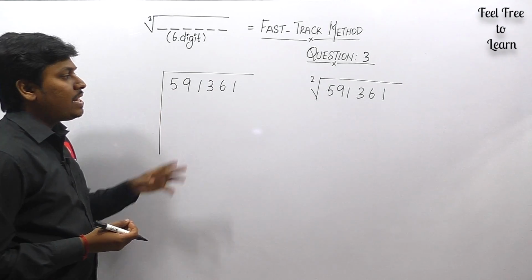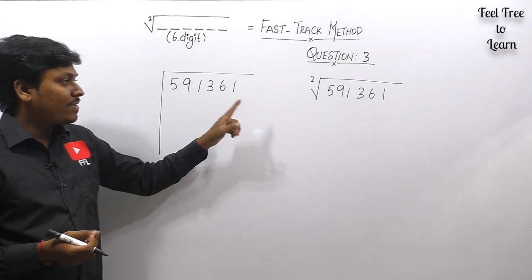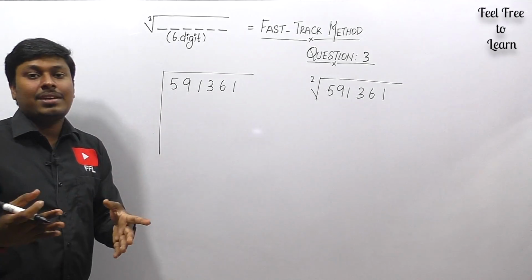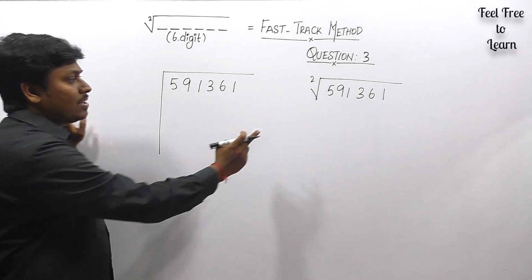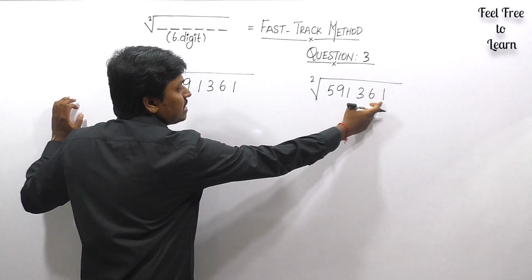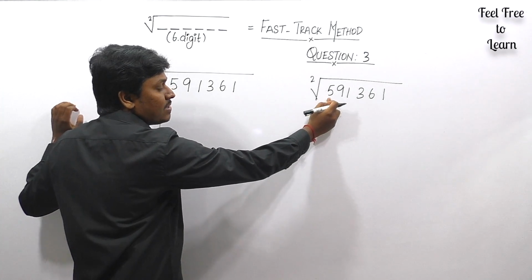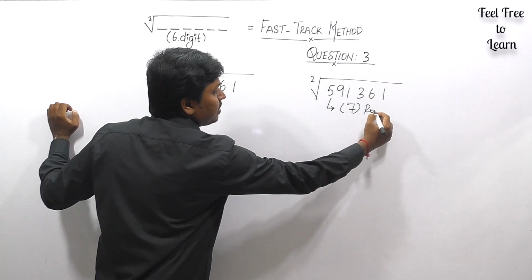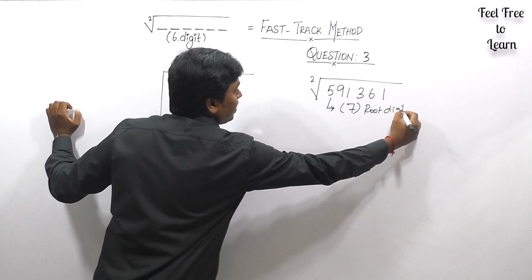Number 3. We need to find the square root of this number: 591361, a 6-digit number. Step number 1, always calculate the root digit of the given number. So 9 plus 1 will be 10. So this will be 10, 20, 25. So 5 plus 2 will be 7. So finally we have calculated that the root digit of the number is 7. So step number 1 is completed.